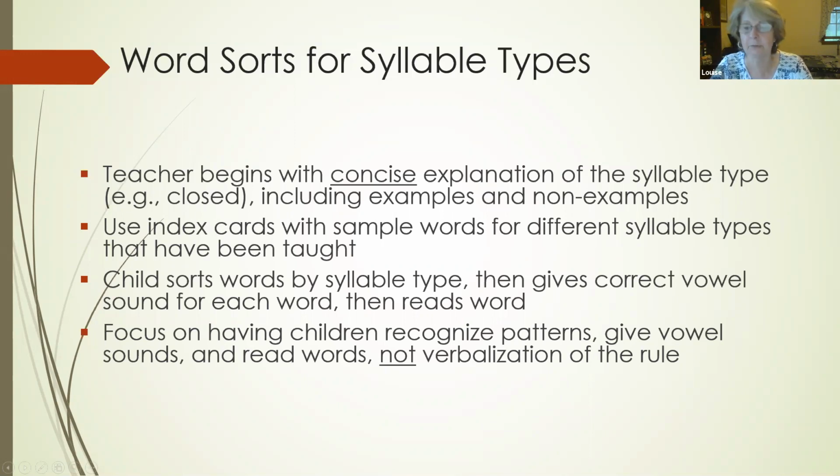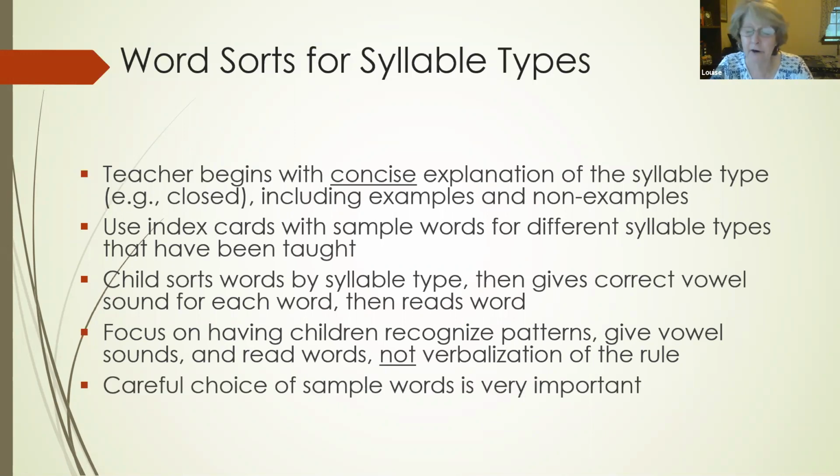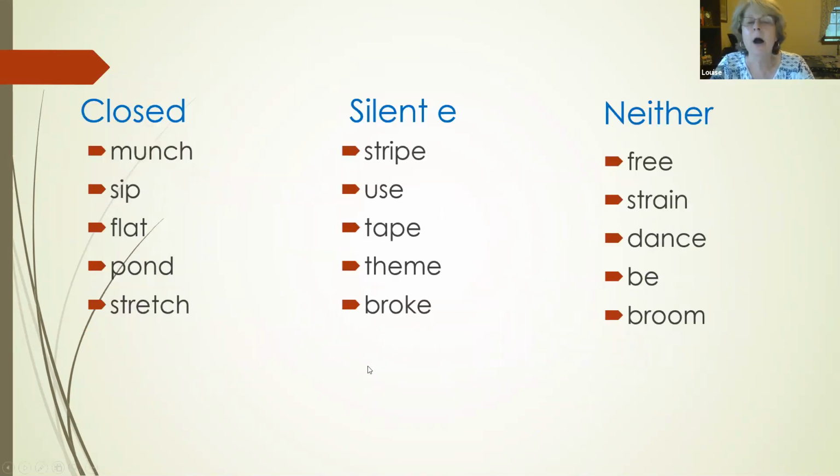What they have to be able to do is recognize the patterns consistently. Careful choice of sample words is very important. This is a key feature of structured literacy: the examples that you choose are thoughtful and important. So if I were doing an activity for children at this stage, I might have three headings, as shown in blue: closed, silent E, and the neither category, which I'll explain in a minute.